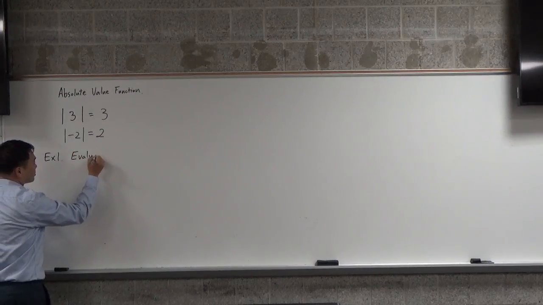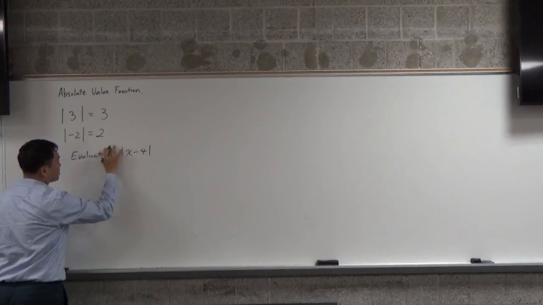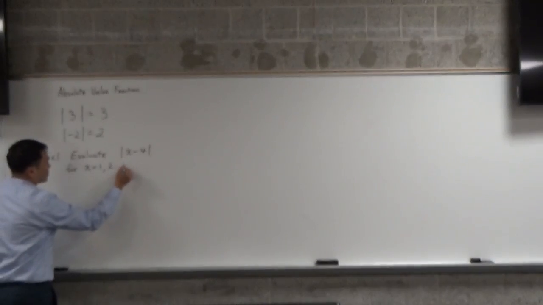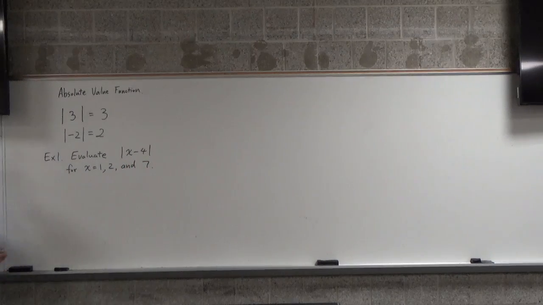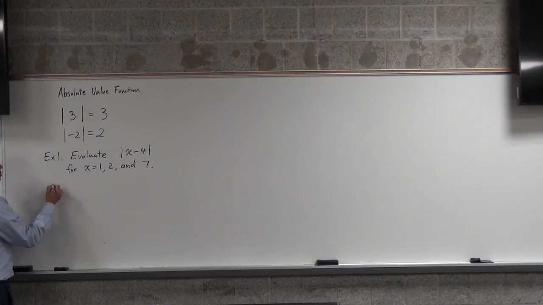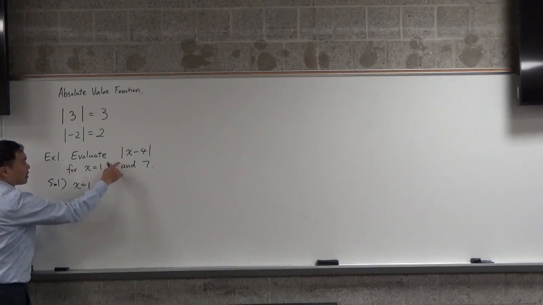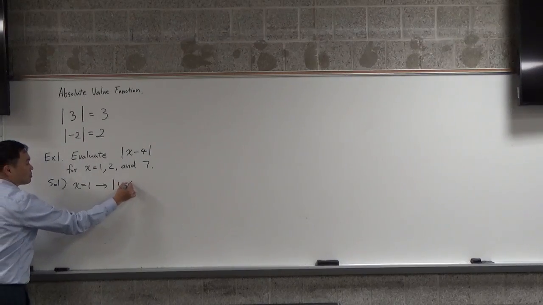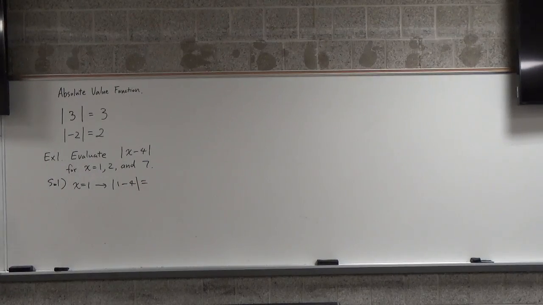Evaluate the absolute value of x minus 4 for x equals 1, 2, and say 7. Let's do it one by one. So, solution. If x is 1, how does this evaluate? 1 minus 4 absolute value, right? What is this same as? 1 plus 4.